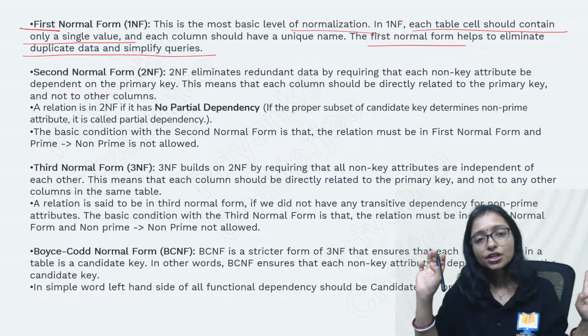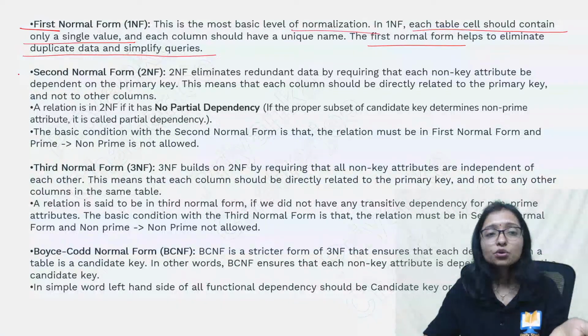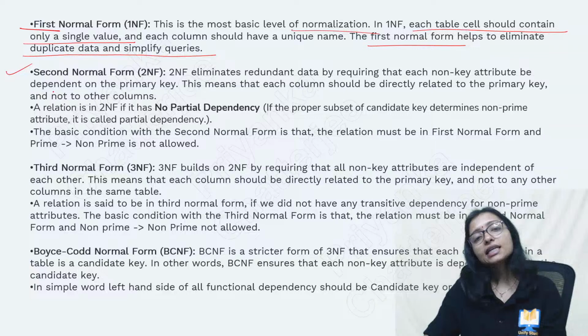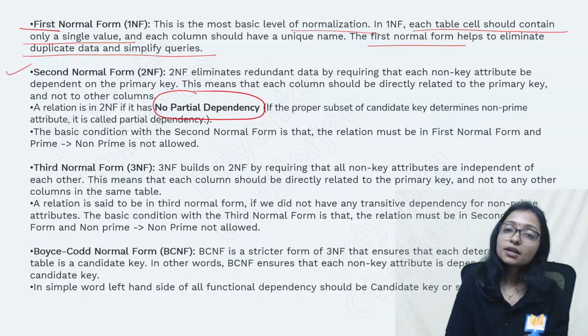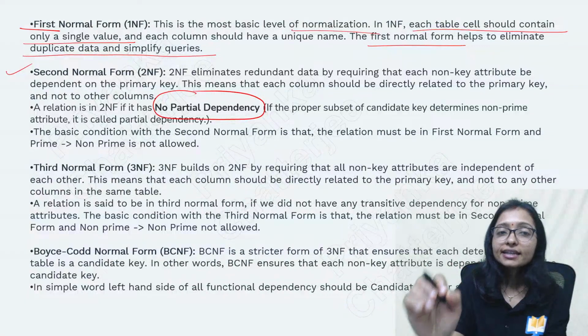Any other restriction is not there in 1NF. Okay. Now one by one, restrictions are introduced. In Second NF, one restriction is introduced: it does not allow any partial dependency. Now what is partial dependency? For that you need to know candidate keys.